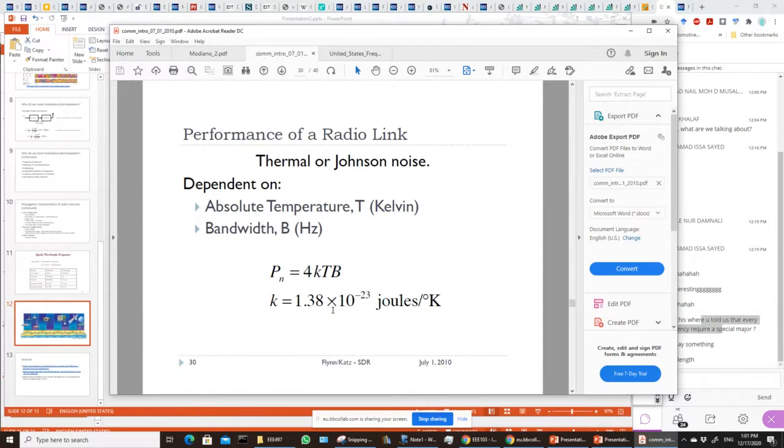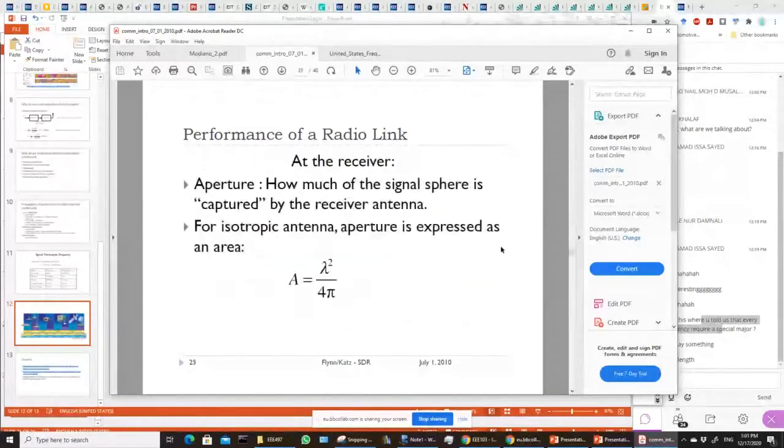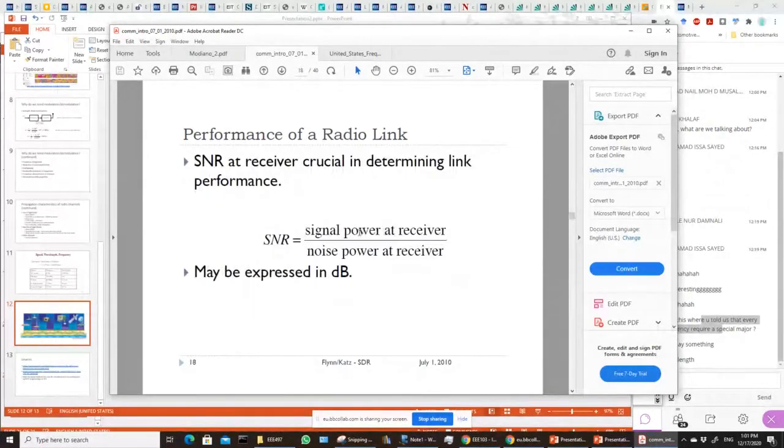Space communications, thermal noise is important because you're transmitting across long distances to a satellite, right? So your signal becomes very small. Your signal-to-noise ratio becomes very, very small because your signal power is so small. The noise at the circuit becomes very important. Even a small noise can stop your signal.